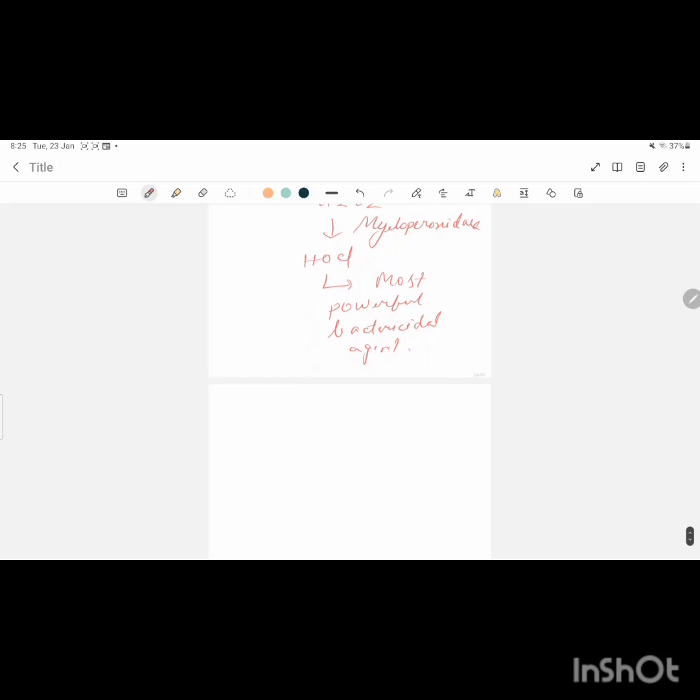Most powerful bactericidal agent. Okay, so this is how the bacteria is killed, and this is the whole story of inflammation that I have taught to you. Now I should discuss some other disorders.